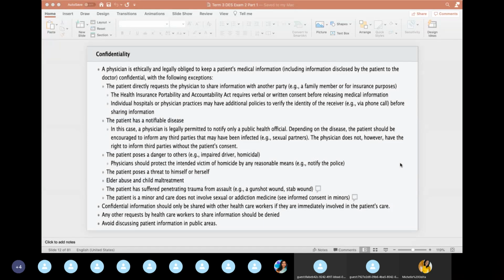But you as the physician do not have the right to inform those third parties without the patient's consent. So you need the consent of the patient. And anyways, the public health official, the CDC, is going to notify the third parties involved anyway.